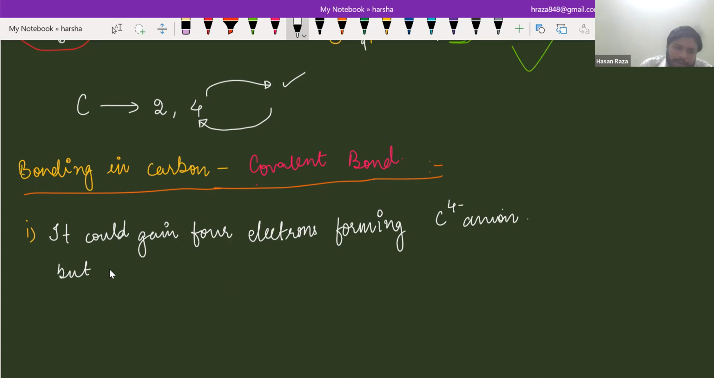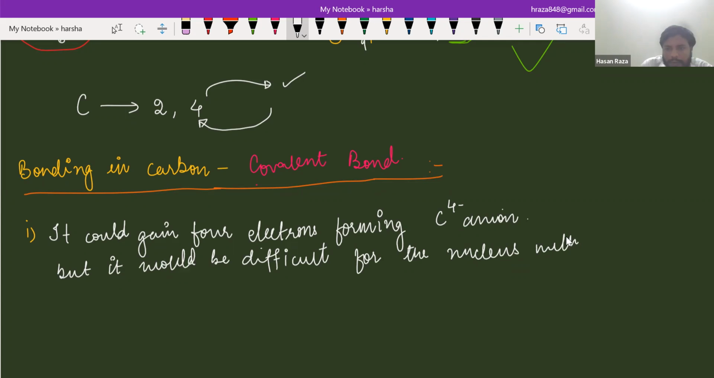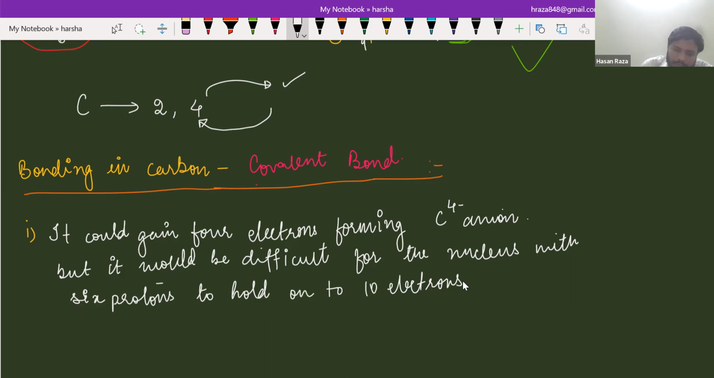But it is very difficult. I'm going to write it, then I will explain. It would be difficult for the nucleus with 6 protons to hold on to 10 electrons.